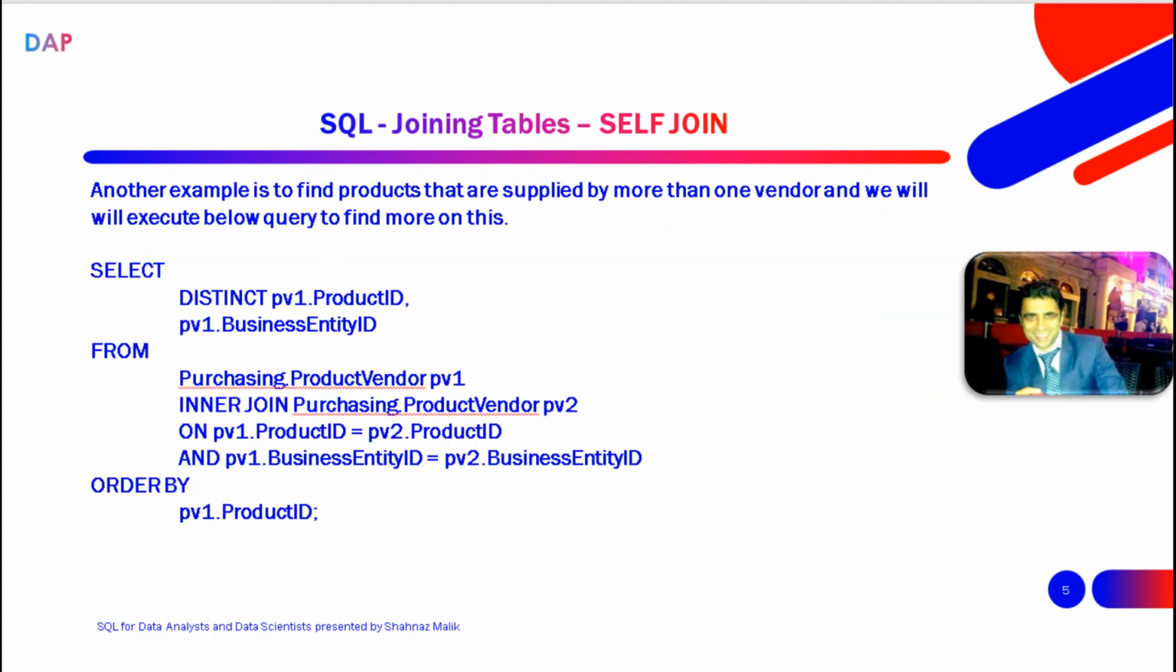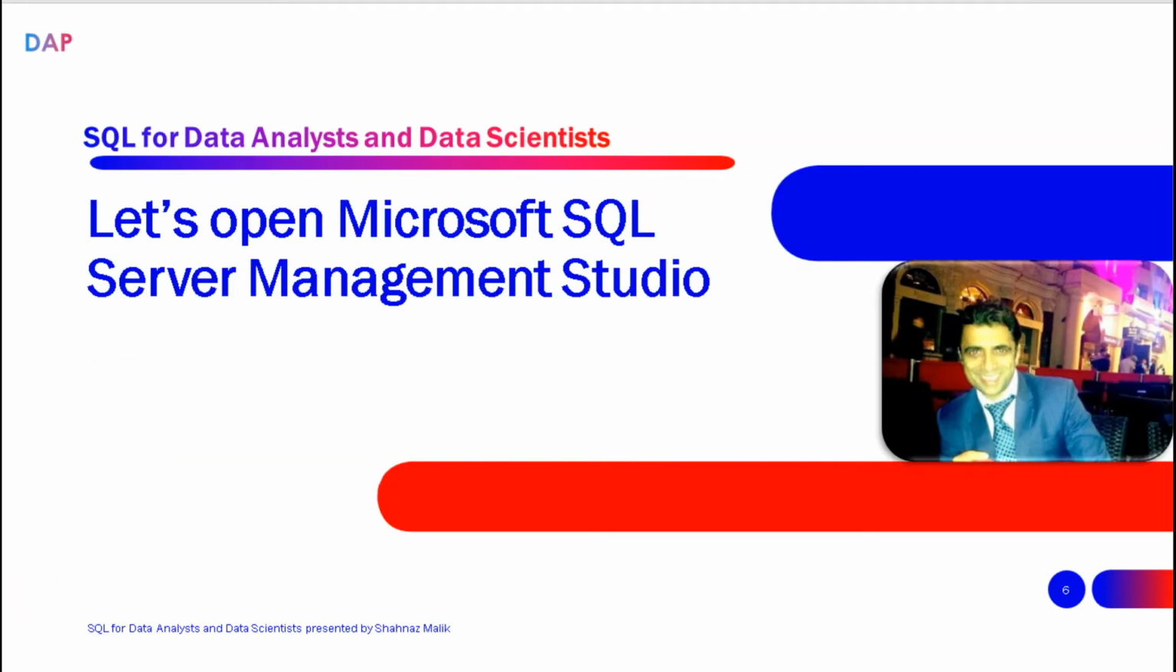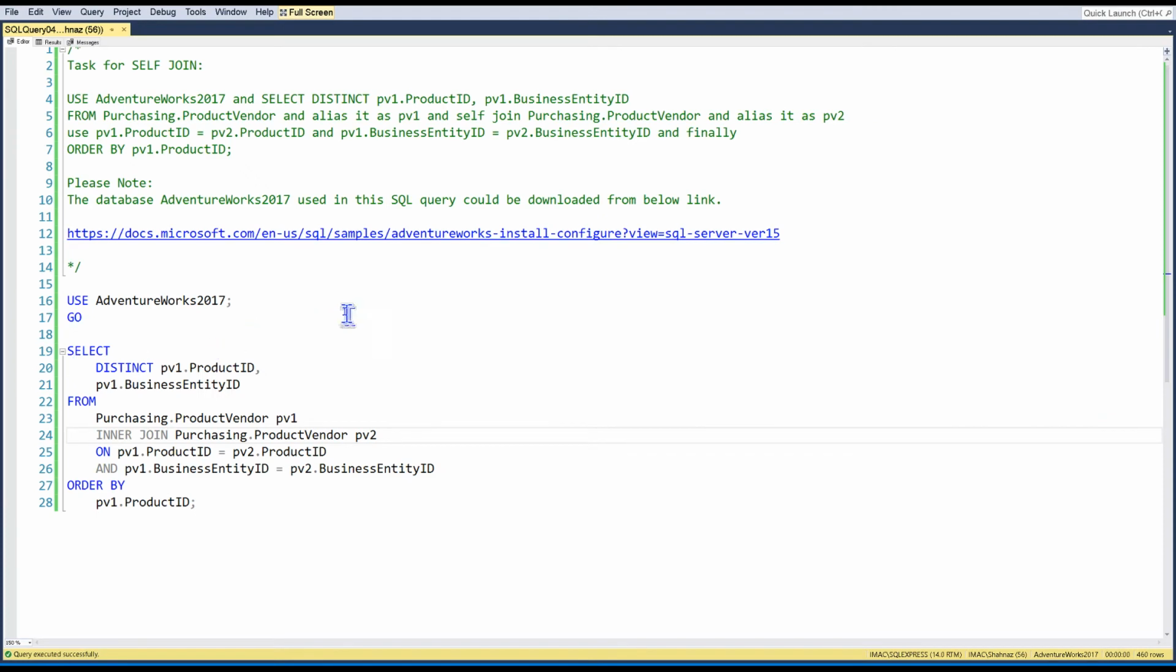Another example is to find products that are supplied by more than one vendor, and we will execute the below query to find more on this. I'm just trying to give you some examples of how and where we can use such a join, and here is the query I've written for all of you. But let's open Microsoft SQL Server Management Studio and see how this works. And here is the query.